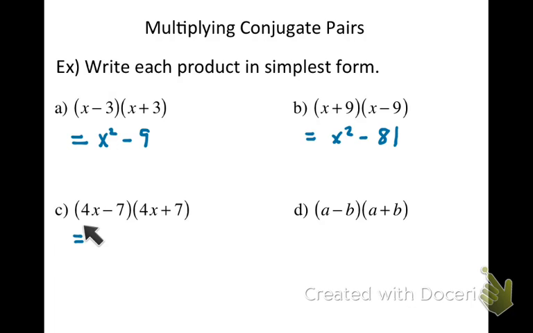Well, square the first number. When you square 4x, you get 16x squared. Square the last number. When you square 7, you get 49, and we'll put a subtraction sign between them. And I've already shown you, when you multiply a minus b times a plus b, you just get a squared minus b squared. A little bit redundant right there. That's how you multiply conjugate pairs. Doesn't get much easier than that.